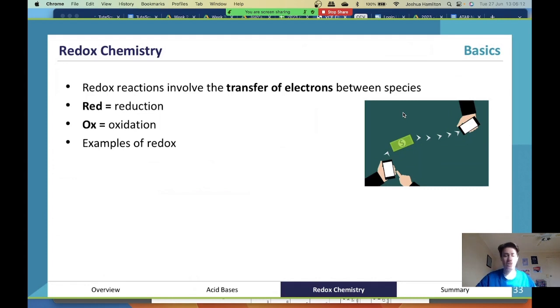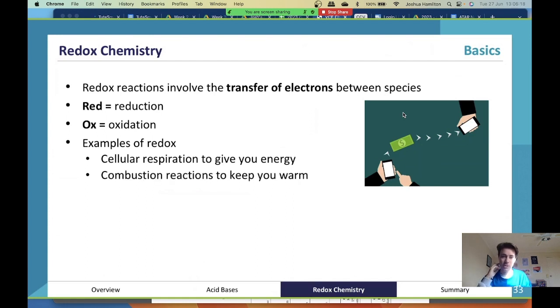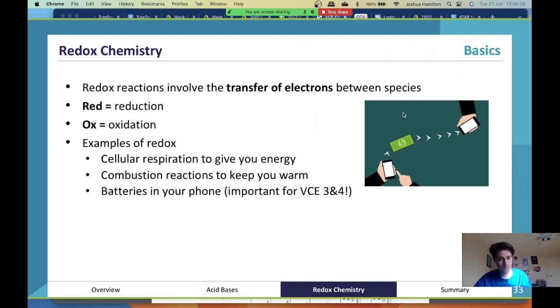We have reduction and oxidation. Without them, we don't have a redox equation. So cellular respiration to give you energy is an oxidation reaction. Combustion to keep you warm, or combustion for the petrol in your car, is a redox reaction. Batteries in your phone, redox reactions. This is important for 3 and 4 chemistry.